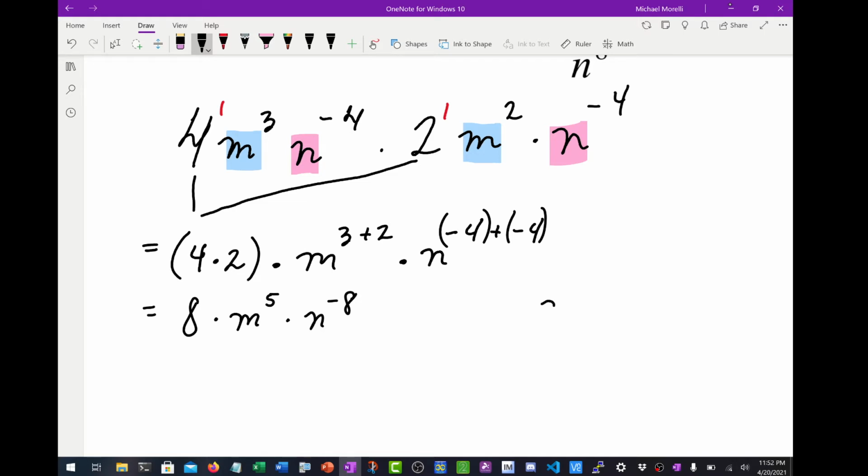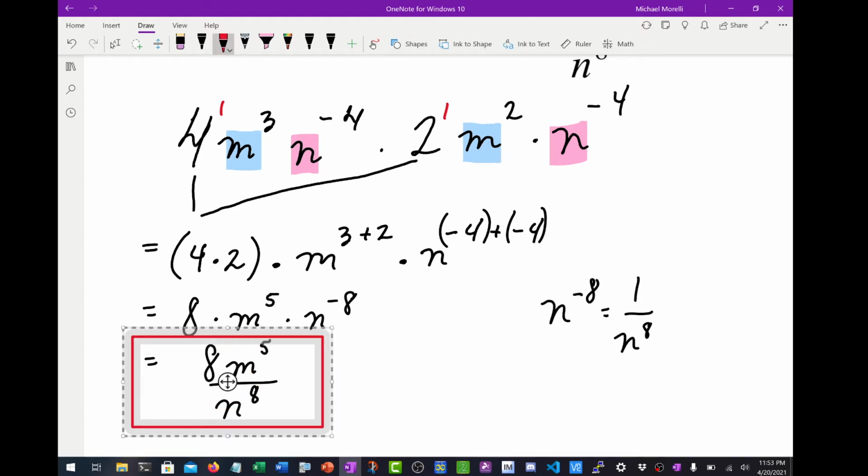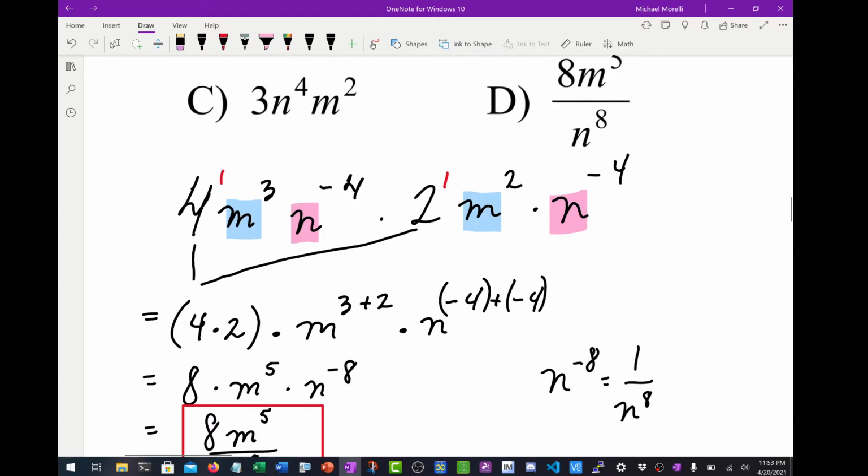Now remember, n to the negative 8 power is equal to 1 over n to the 8th power. That's that negative exponent rule. And so I'm going to rewrite this as 8m to the 5th over n to the 8th power. Okay, and that's how I would finish that problem. And we put the red box of correctness on there. Call back to a great student of mine, Jay, who invented that idea. And let's go hunting for the answer.